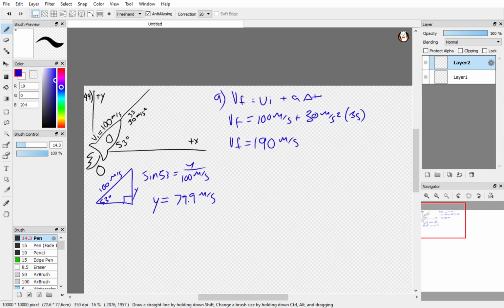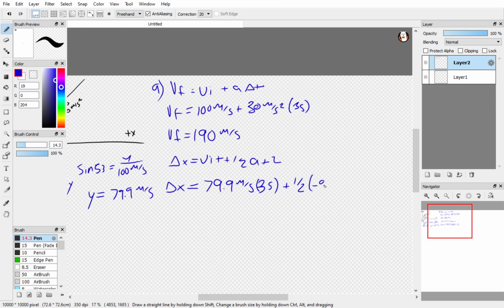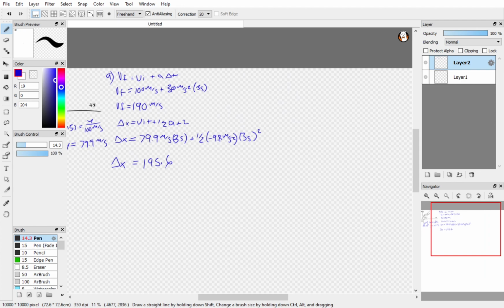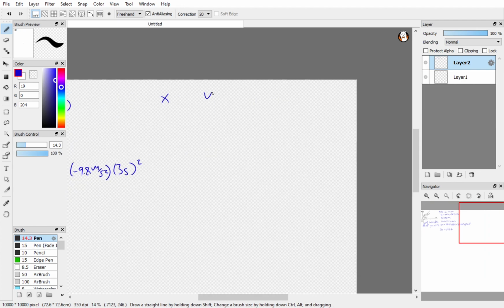Okay, so with that information, we would plug it into delta x equals velocity initial t plus 1/2 a t squared. So delta x equals 79.9 meters per second times t, which is still 3 seconds, as it stays consistent through the x and y, plus 1/2 times minus 9.8 meters per second squared times 3 seconds squared. So delta x, when simplified, would equal 95.6.